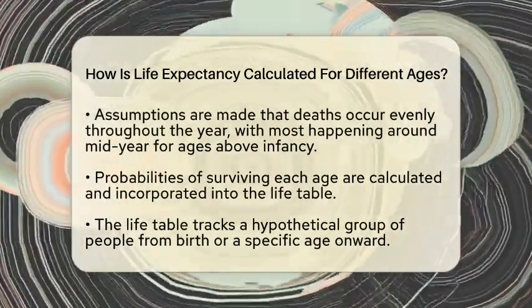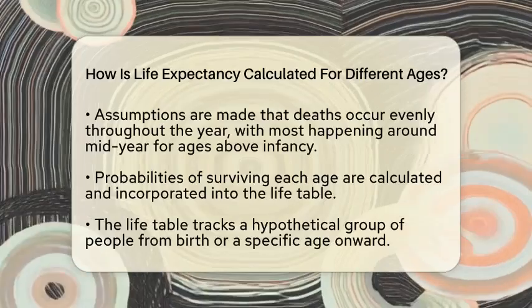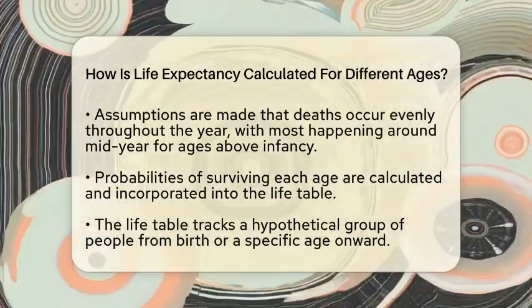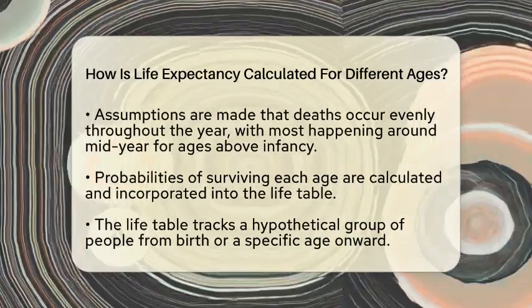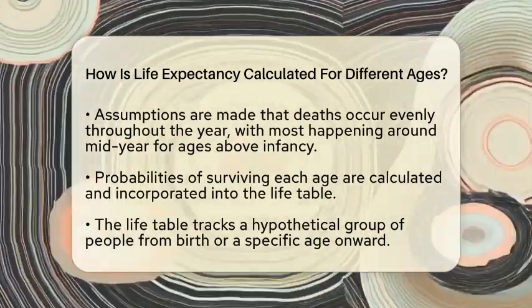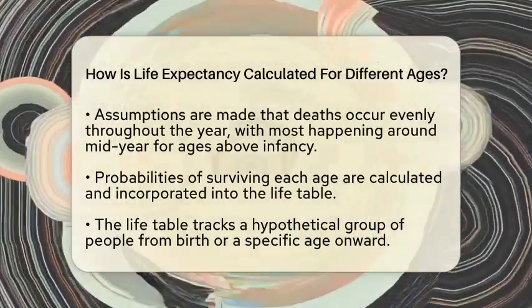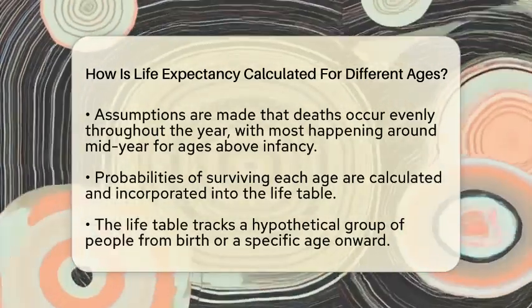Using this information, they calculate the probability of surviving each age. These probabilities are then used to build the life table, which tracks a hypothetical group of people from birth or any specific age. The table applies the death probabilities to see how many people would survive to each future age.